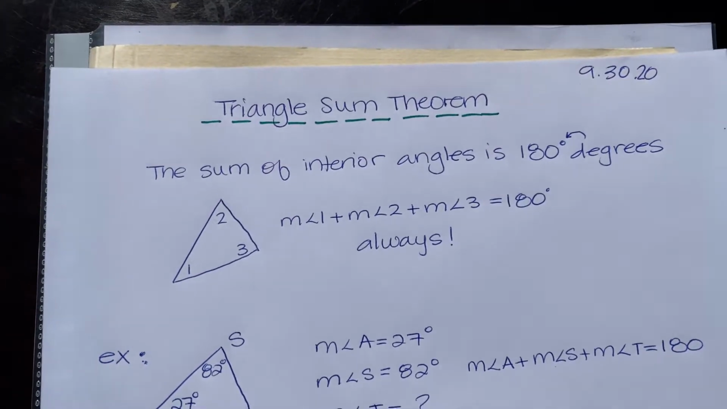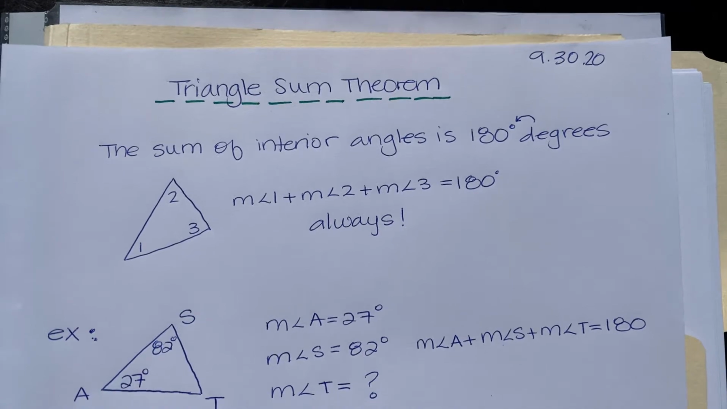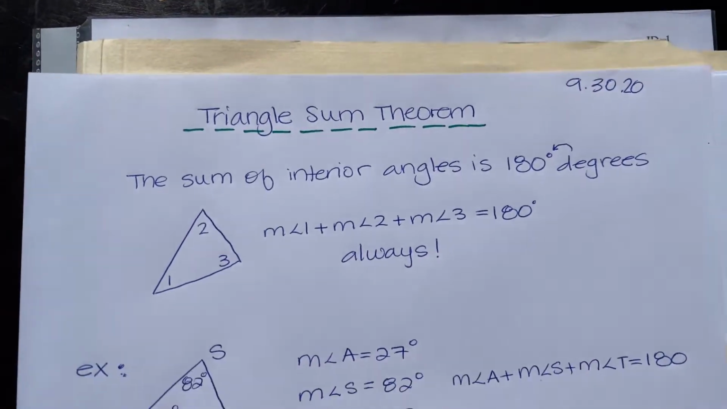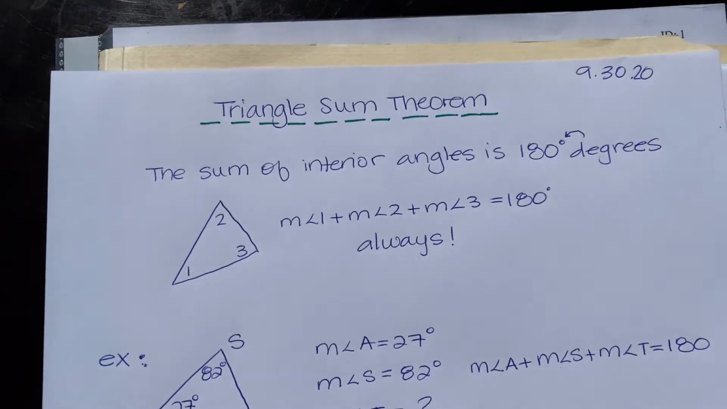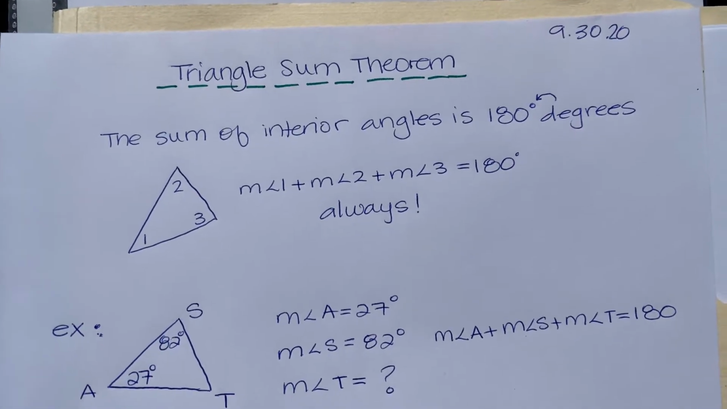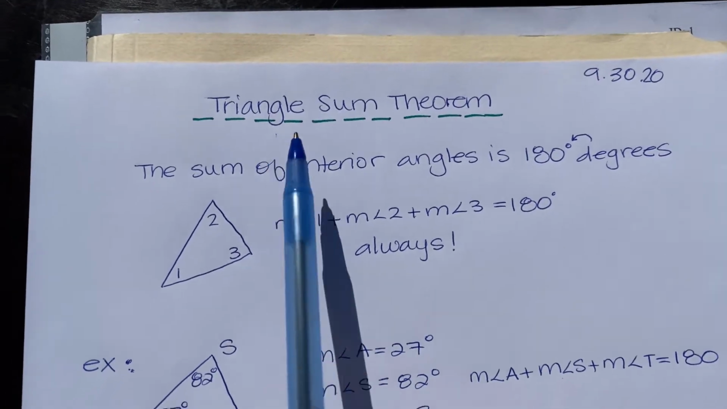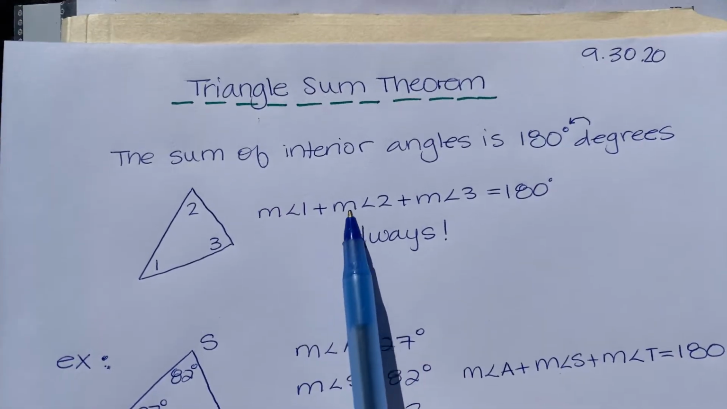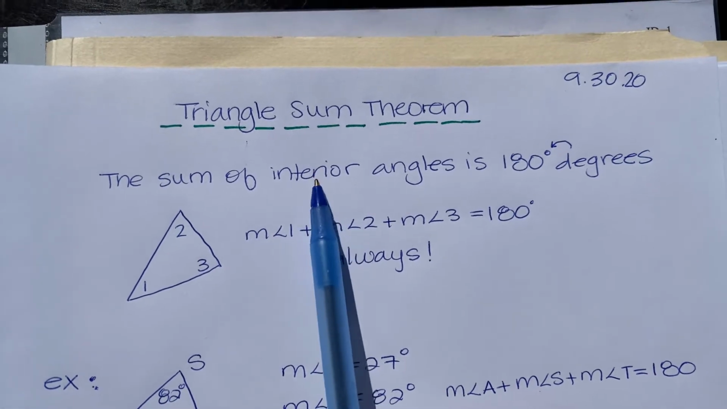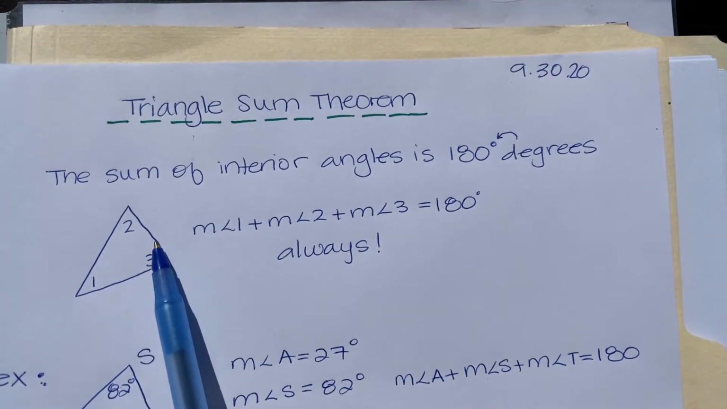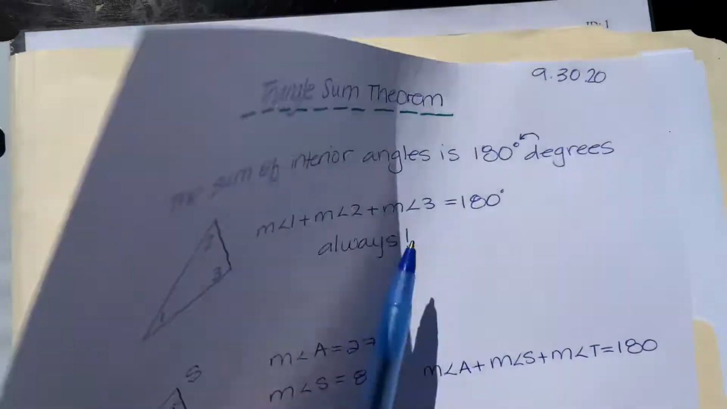Okay, the triangle sum theorem states that the sum of the interior angles is 180 degrees, and that's a little degree symbol, you know that. Always 180, right? Quadrilaterals are 360, triangles are 180. So we're talking about triangles here, right? Triangle, triangle. So when it says the sum of the interior angles, there are three interior or inside angles, right? 1, 2, 3.